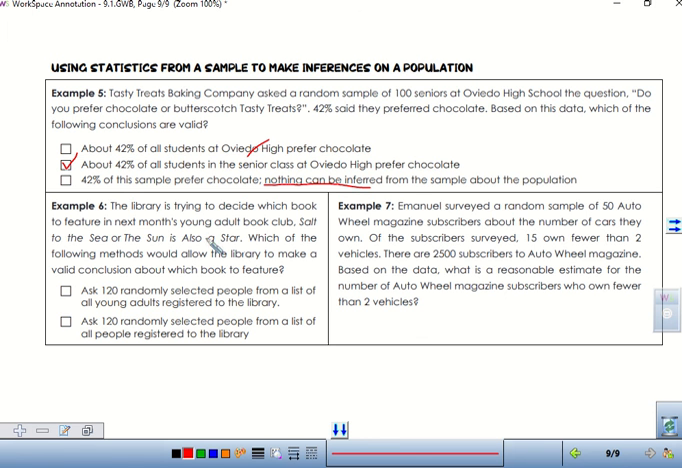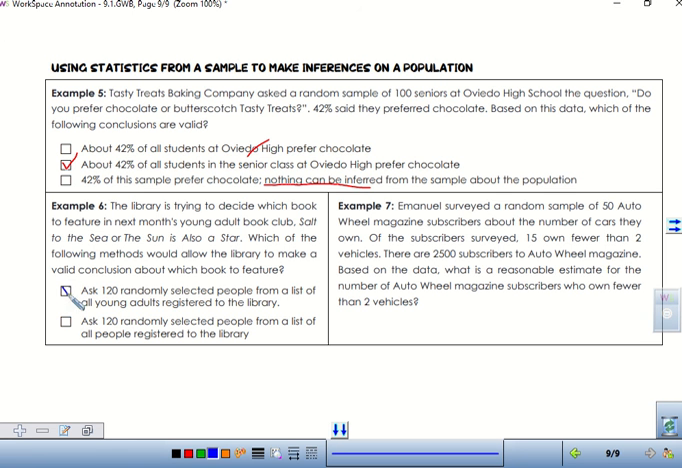The library is trying to decide which book to feature in next month's Young Adult Club, Salt to the Sea, or Sun Is Also a Star. Which of the following methods would allow the library to make a valid conclusion about which book to feature? Ask 120 randomly selected people from a list of young adults registered to the library, or ask 120 selected people from a list of all people at the library. Who says the first one? It's gonna be the second.